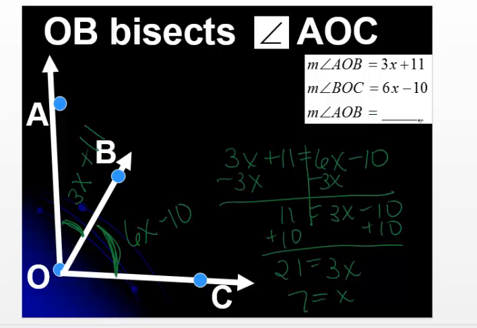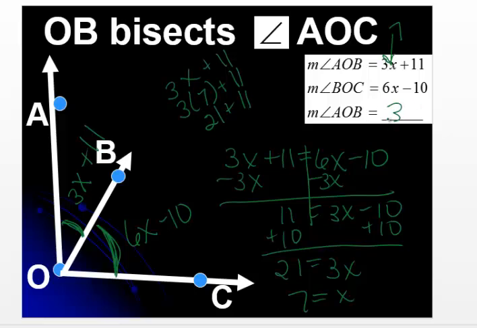Now, they're not asking me for the x value, they're asking me for AOB. So I have to plug the 7 in for my x value. So that would give me 3 times 7. So I'll write that here. 3 times 7 plus 11, because AOB was 3x plus 11, and I put 7 in for that. So I get 21 plus 11, which is 32.